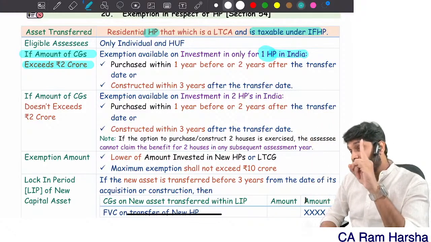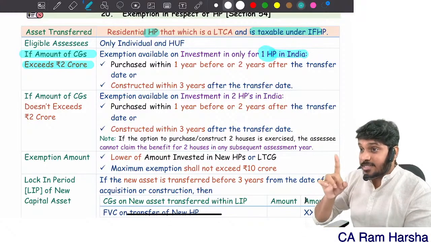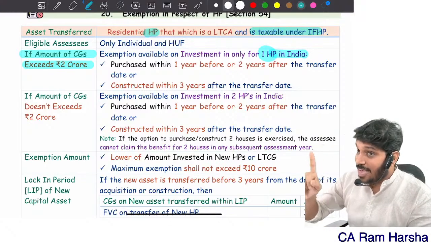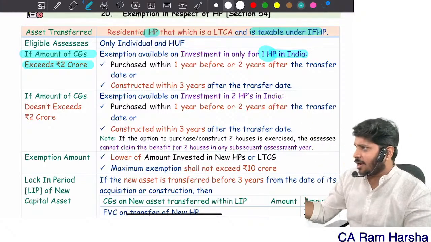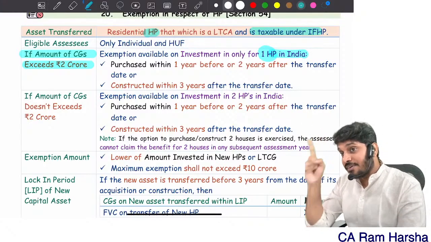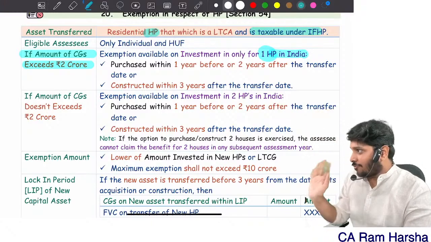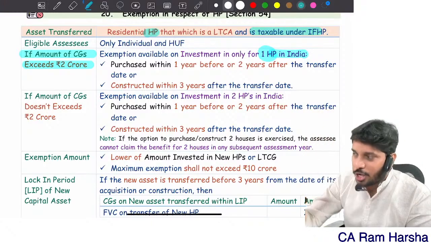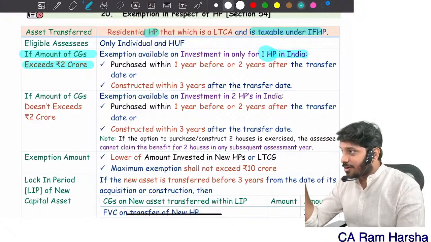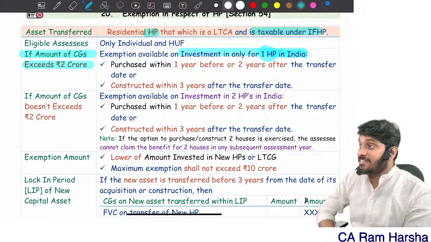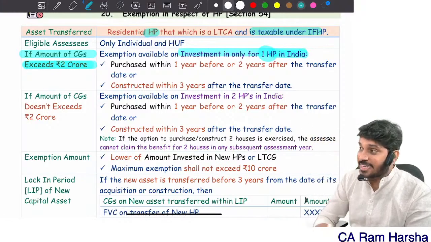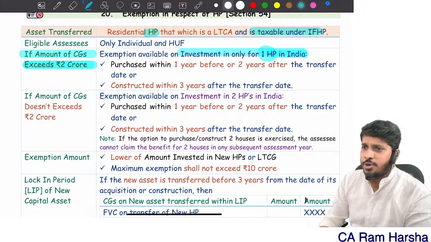But remember, in 54F also, you will get exemption only if you buy one property. But there you should not buy a second house. In 54, you can buy any number, but you will get exemption only for one. Under 54F, you should only buy one, and only for that one you will get exemption. Remember, the 54 exemption is available only if you invest in one house where the capital gain is exceeding 2 crore. Now, within what time should you invest?